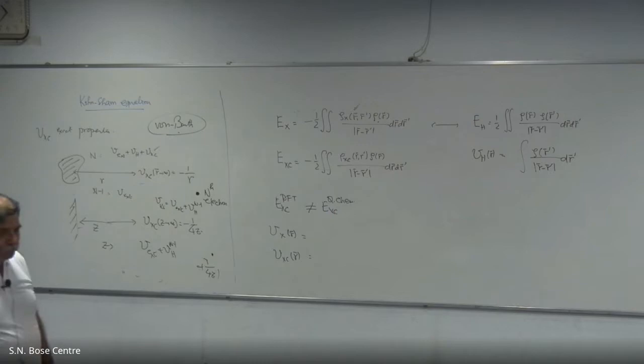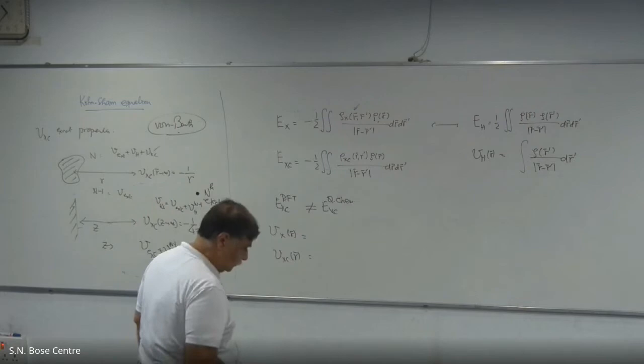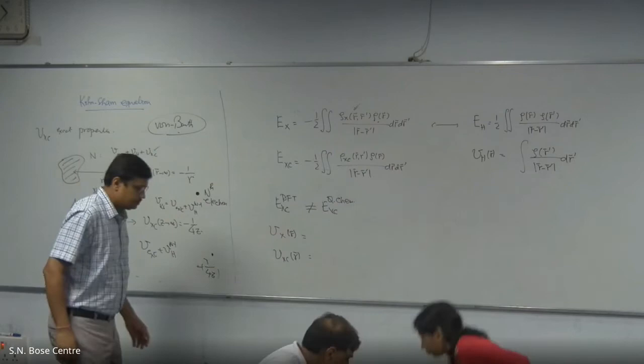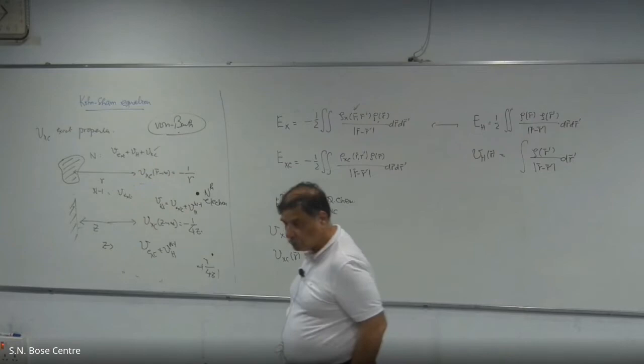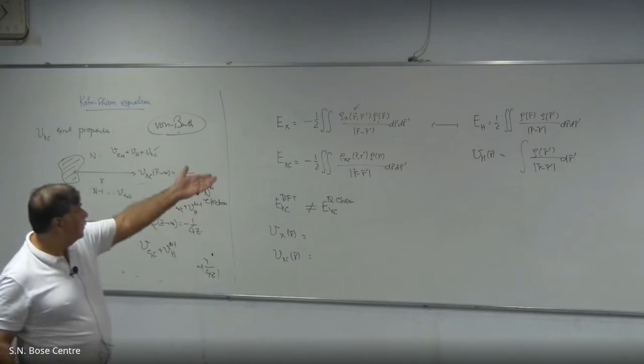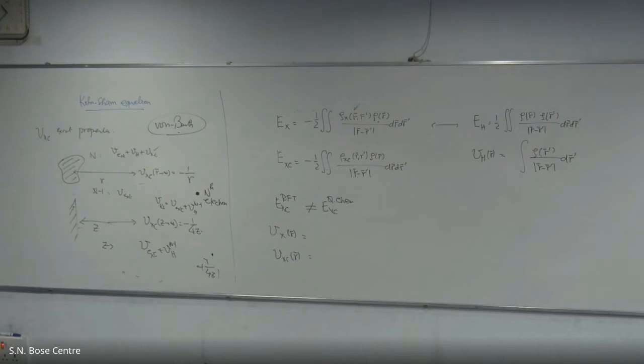Everything is right in front of you. What do you suggest? V H is given inside V H. But in the V H case, the integration of rho r prime, from r, this r is also there. R prime is the volume integration.